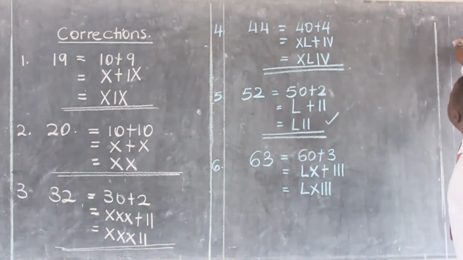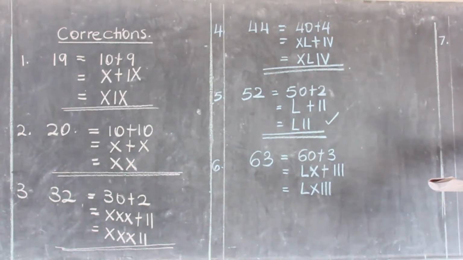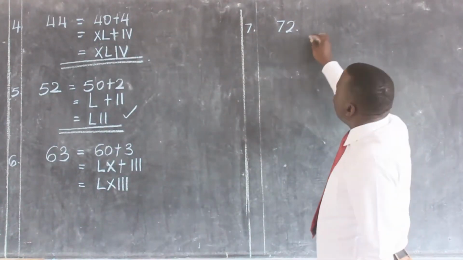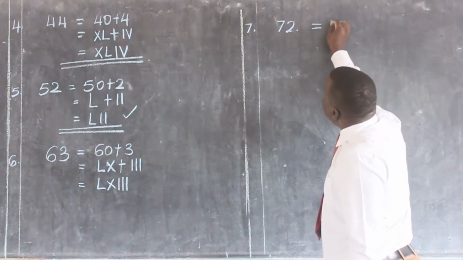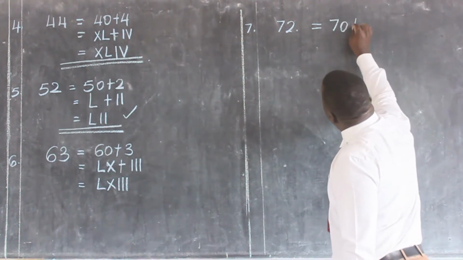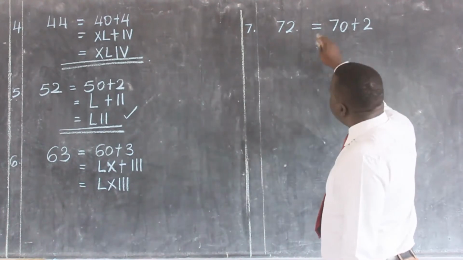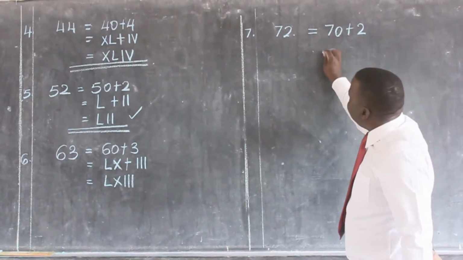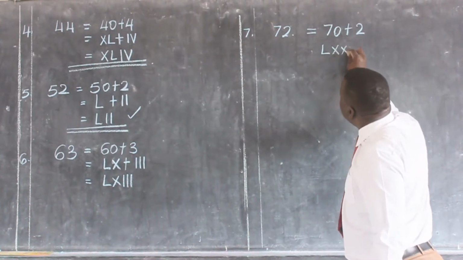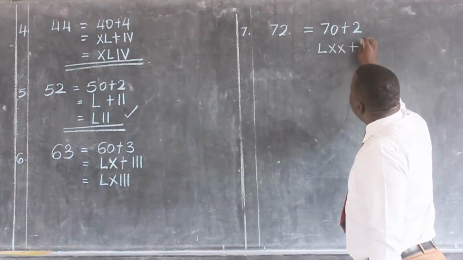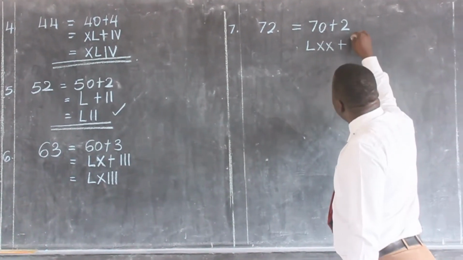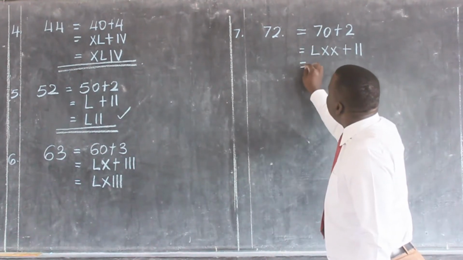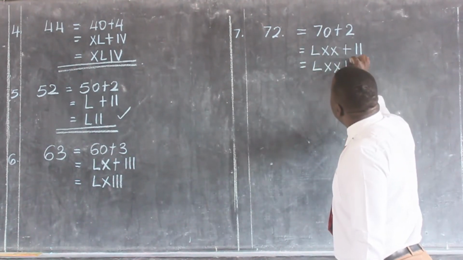In number 7, the number is 72. What did you do? Expand 72 as 70 plus 2. Okay? 70 is an addition Roman numeral. You add 50 plus 10 plus 10. 2 is a repeating Roman numeral. You repeat I and I, which gives you L, X, X, I, I.